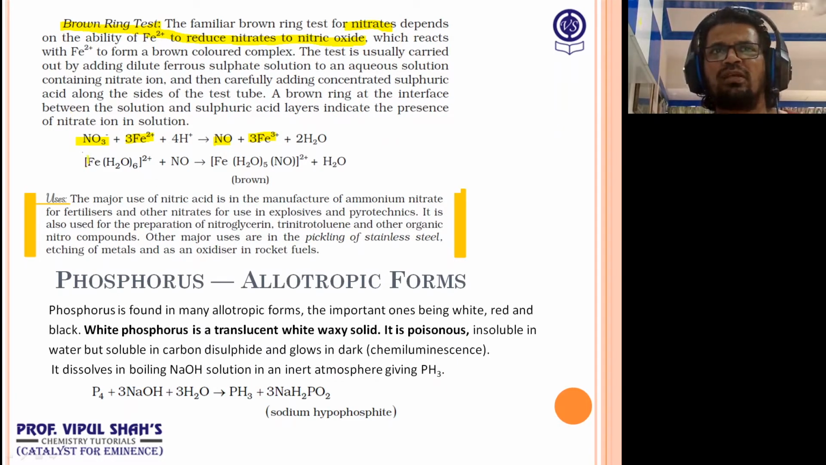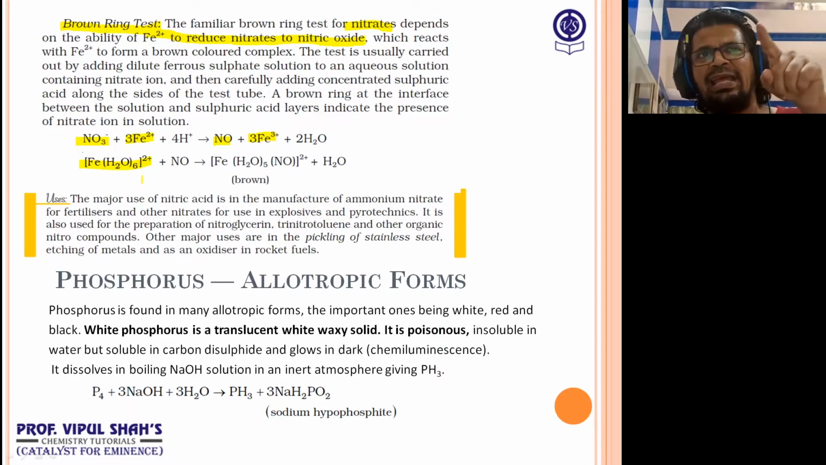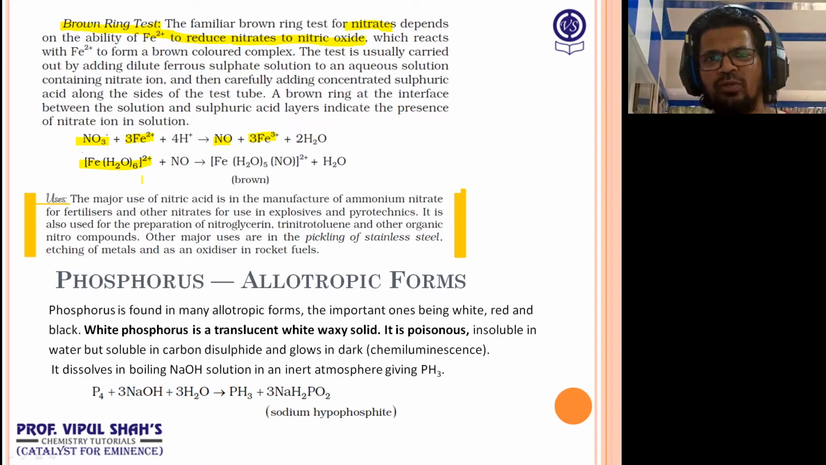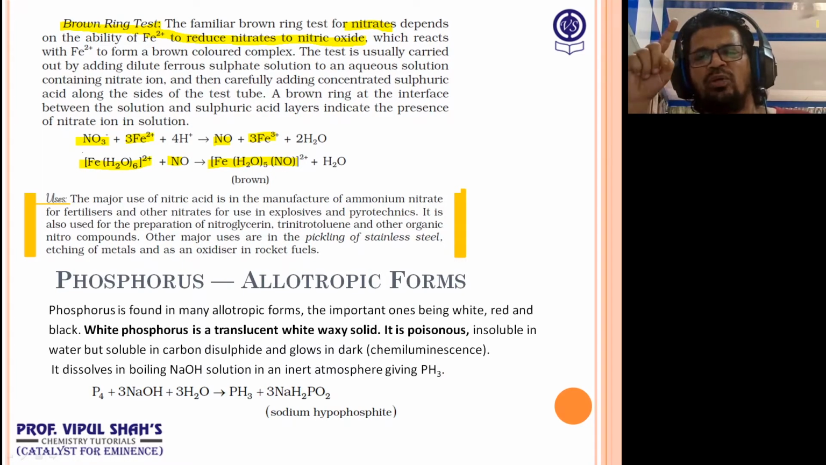Now this again combines with water and forms a coordinated compound. Look at that, Fe(H2O)6 2+. So that is the hexaaqua iron(II) ion. Okay, aqua is for water. It reacts with NO and forms this brown colored complex. You have to know this well, it's important: [Fe(H2O)5NO]2+.